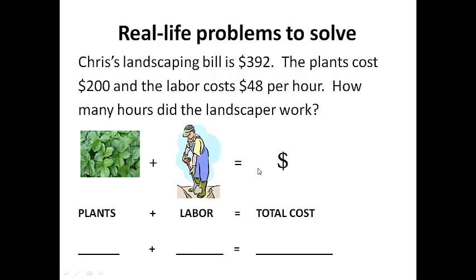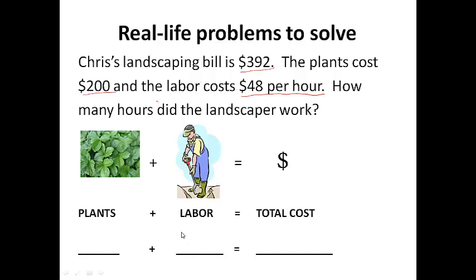Okay, we're going to practice with a real-life problem. Chris's landscaping bill is $392. The plants cost $200, and the labor cost $48 per hour. How many hours did the landscaper work? Okay, so we've got our plants that he's going to buy to plant, and then we've got the labor. He's going to hire somebody to do it so he doesn't have to do it himself. And then this is going to be our total cost.